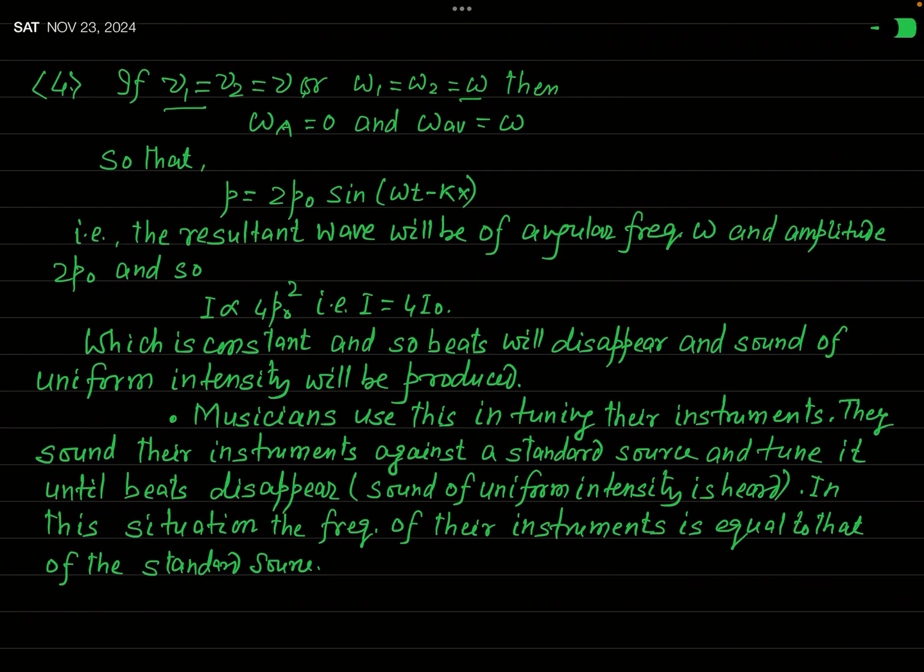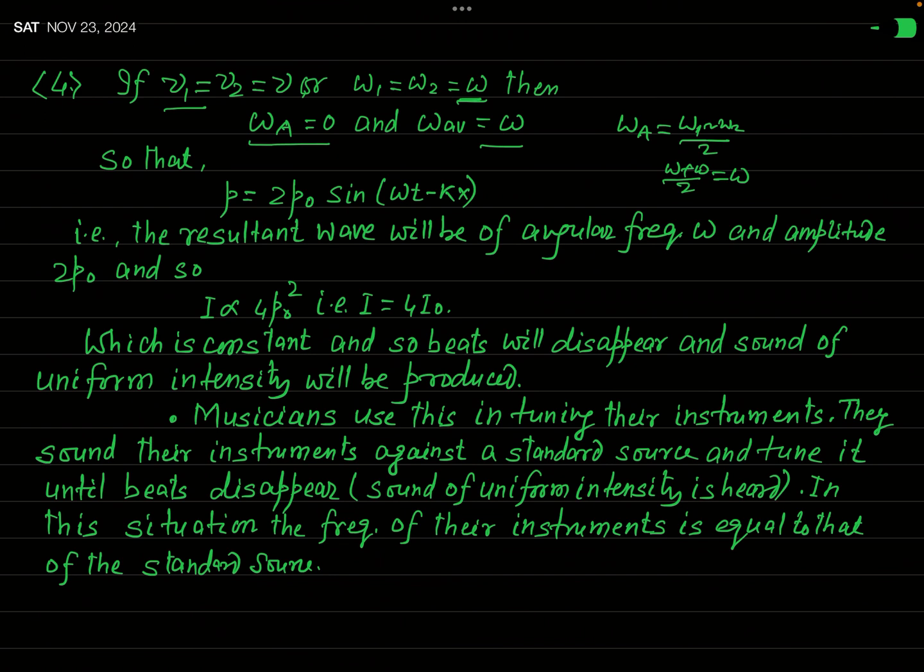See here, when omega 1 is equal to omega 2 and you consider that this is omega, then we have seen that omega A, which is equal to omega 1 minus omega 2 divided by 2. Since you are now assuming that omega 1 is equal to omega 2, omega A will be 0. And omega average will be omega plus omega divided by 2, which will be equal to omega.